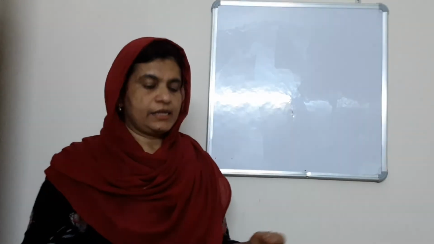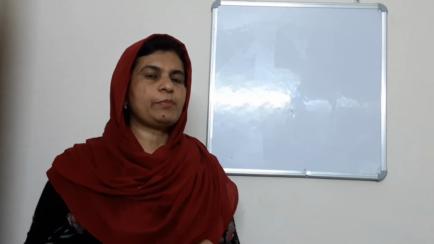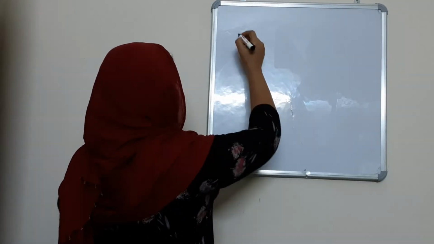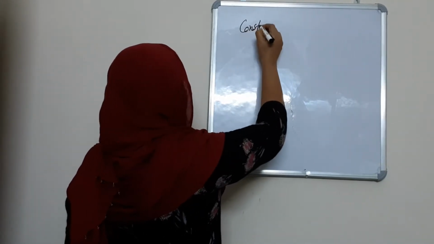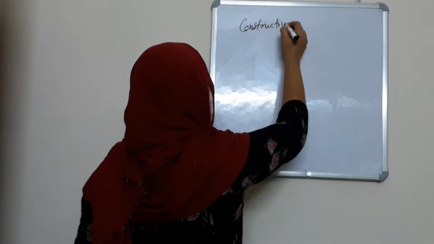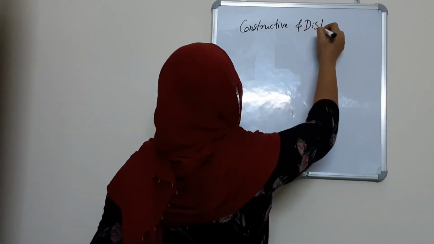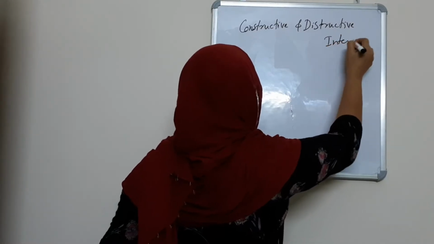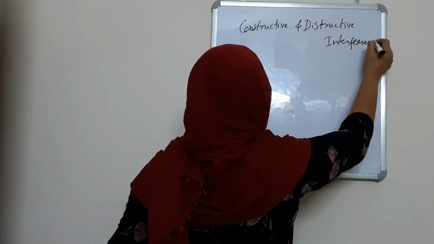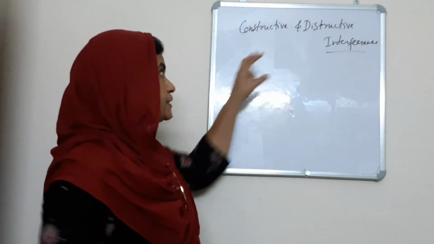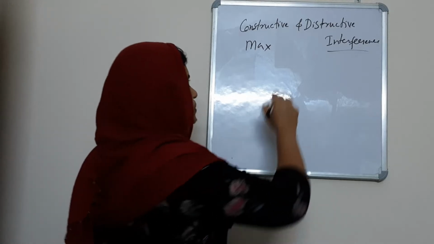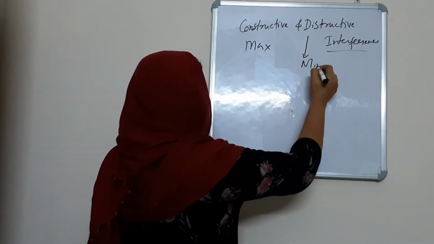Today we are going to study the conditions for minimum brightness and maximum brightness during interference. Conditions for constructive and destructive interference. Conditions for constructive interference means points of maximum intensity, and destructive interference means points of minimum intensity.